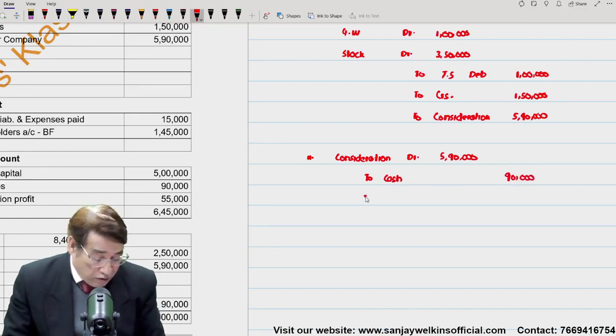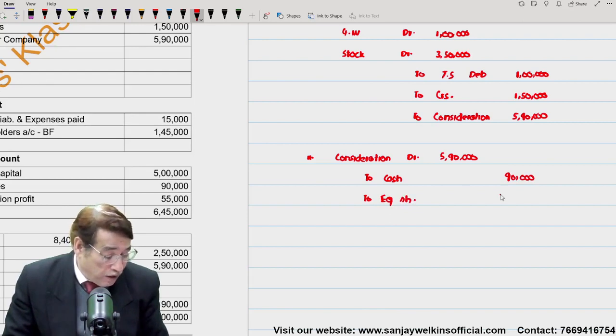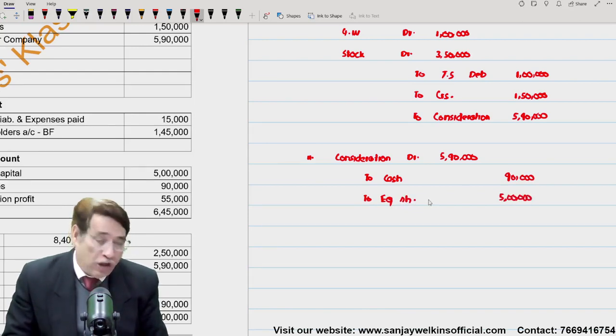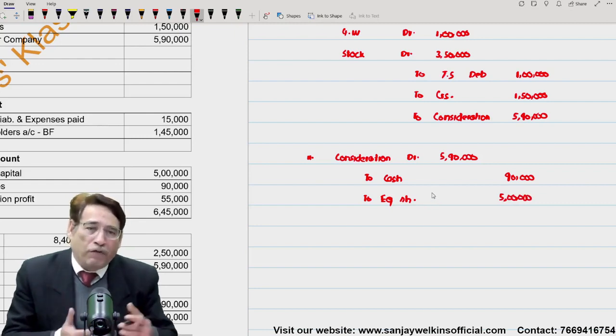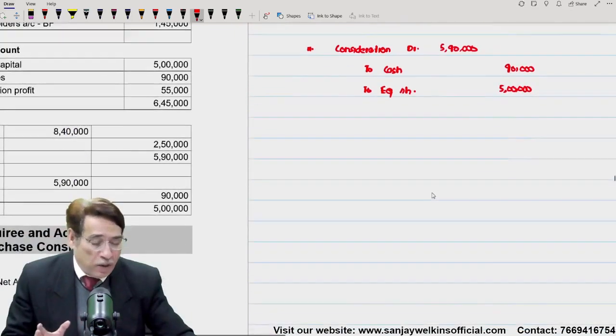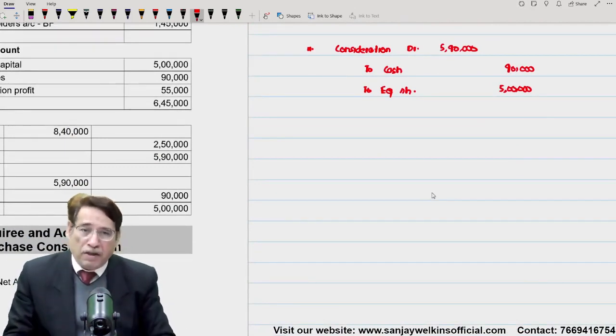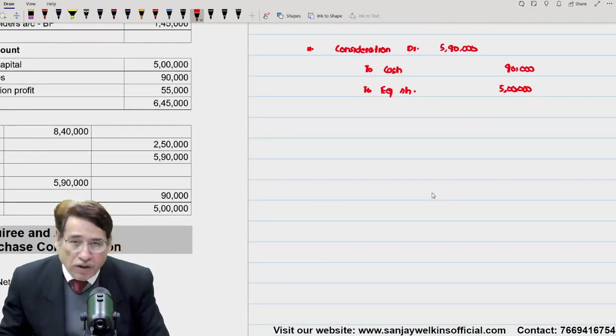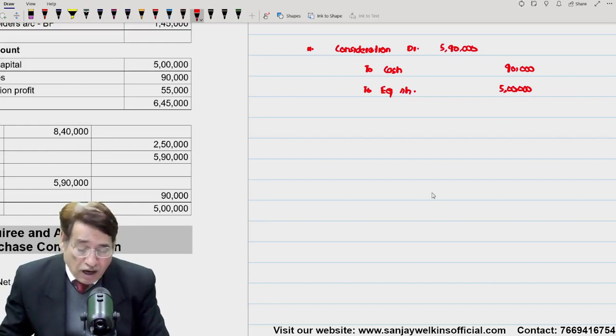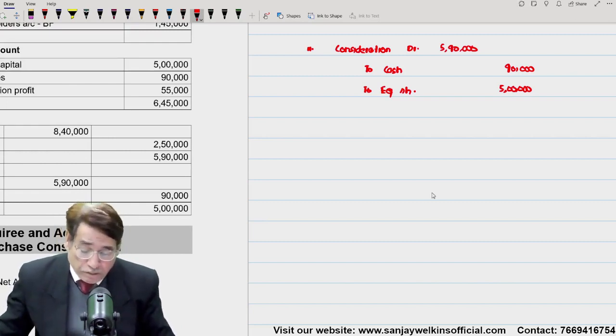And I will write here, to equity share capital. Equity share capital, 5 lakh worth of share capital. In fact, one share is of 100 each. We can also show it in this manner, 5,000 into 100. Expenses have been borne by the acquiring company. We are not going to pass any entry for the same. Is it clear to you or not? Is it clear? Right, sir. It is absolutely clear to us.